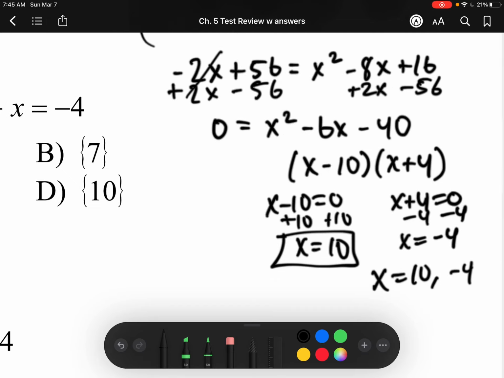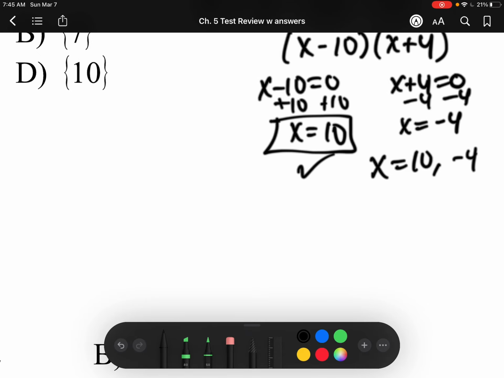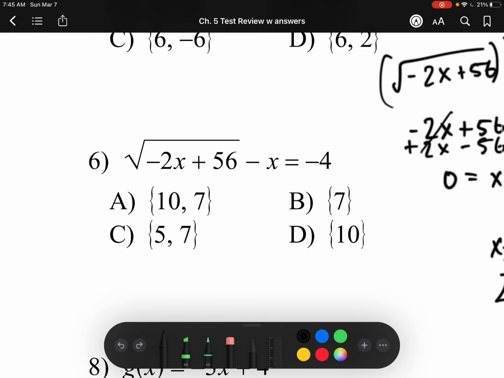All right, so this checked out, right? So next, I'm going to check on negative 4. So I'm going to plug in negative 4 into this function. So this is negative 4, and this is negative 4. It's going to be minus negative 4, which is the same as plus 4, right? So just keep that in mind.